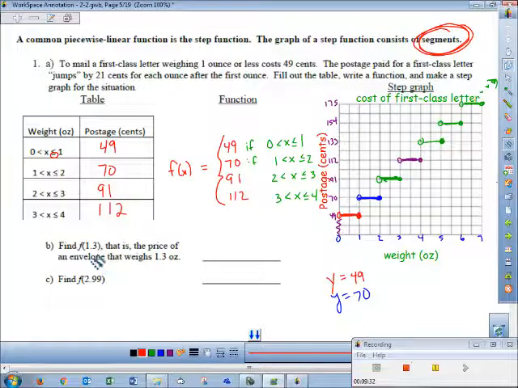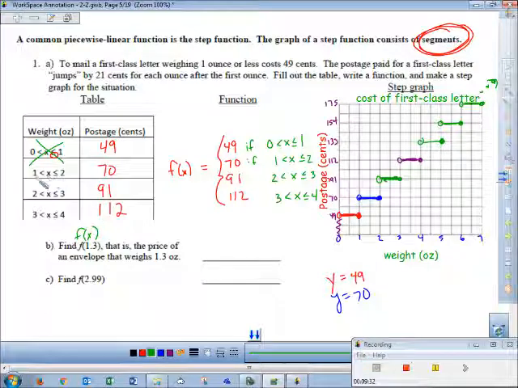So now let's evaluate it. Part B says find f of 1.3. So f of x, they're saying x is 1.3 in this situation. That's the price of an envelope that weighs 1.3 ounces. Well, 1.3 is not in this domain here, because 1.3 is bigger. 1.3 is between 1 and 2, or we could read our graph. f of 1.3 would be on this blue step right here. That's going to be 70 cents.